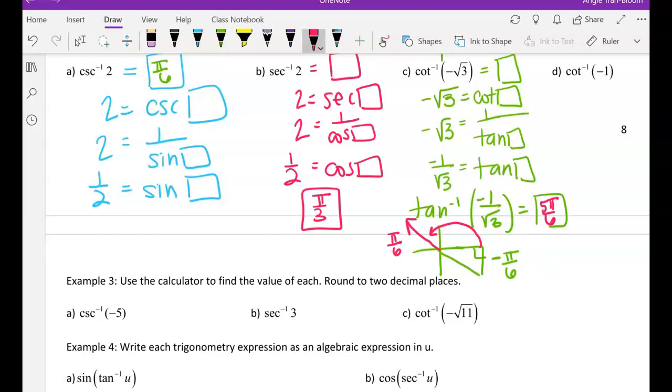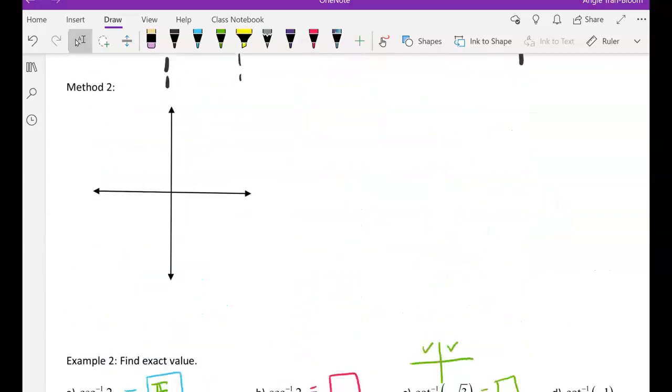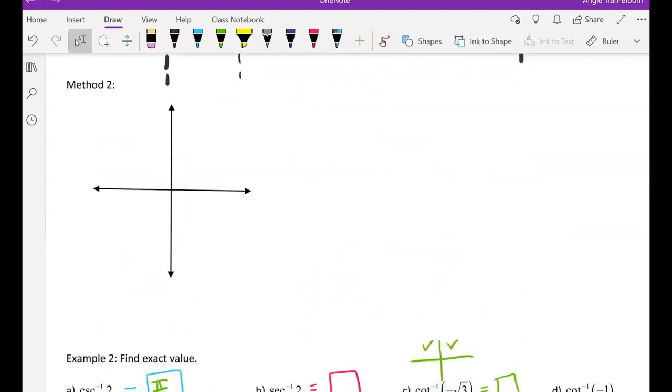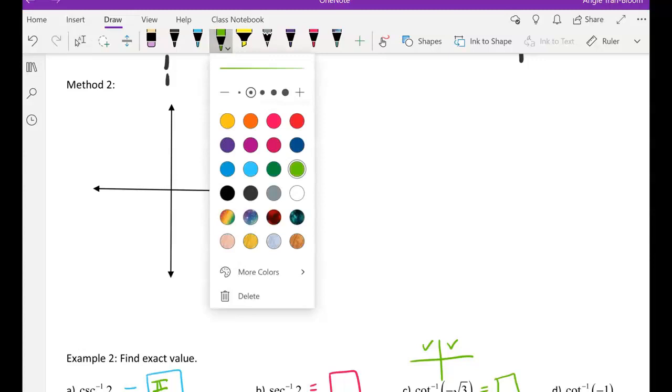Now this will lead me to method number 2. Feel free to do that all the time. Here's method 2, which will help you not worry about the restrictions using tangent inverse. So method 2 will require tangent inverse still, but we are going to manipulate tangent inverse. So tangent inverse was from negative pi over 2 to pi over 2. Would you guys agree? When we graphed it out?